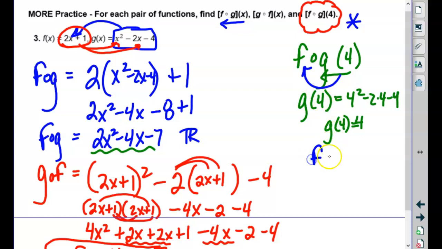Okay, so now we need f of, we just found the answer here was 4. So f of 4 would be 2 times 4 plus 1 is 9. Did I do that right? So f of g of 4 came out 9.